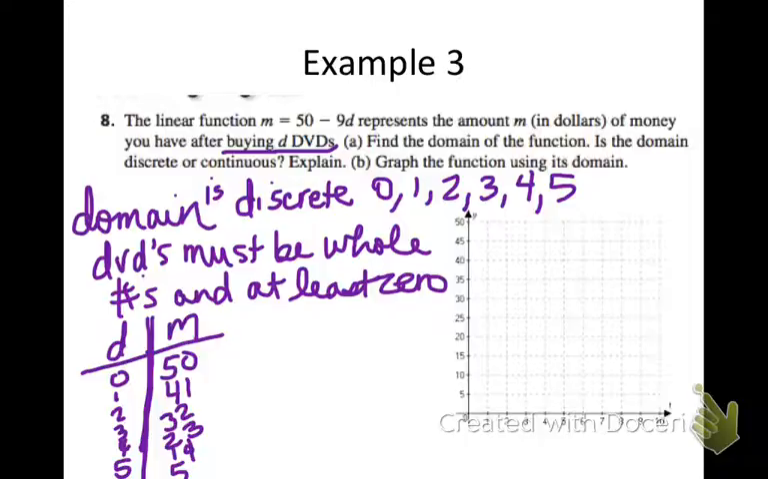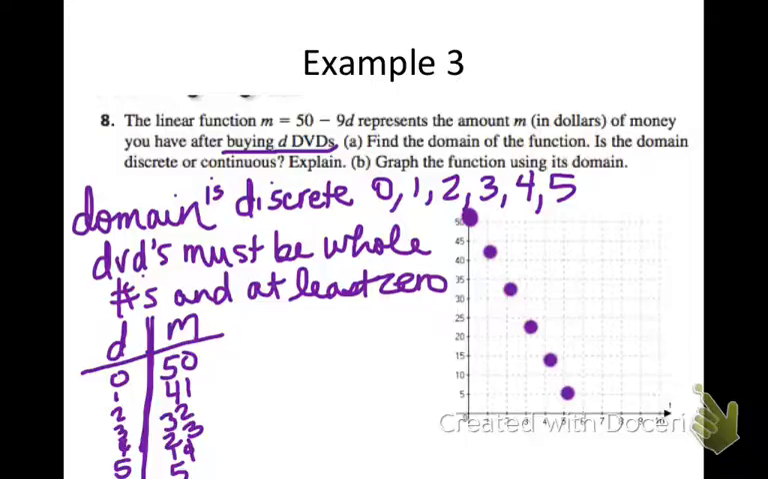So I've given a graph over here. So 0, 50 would be right there. Oh, this is going to be big. 1 and 41 would be about right there. 2 and 32. 3 and 23. 4 and 14. And 5 and 5.